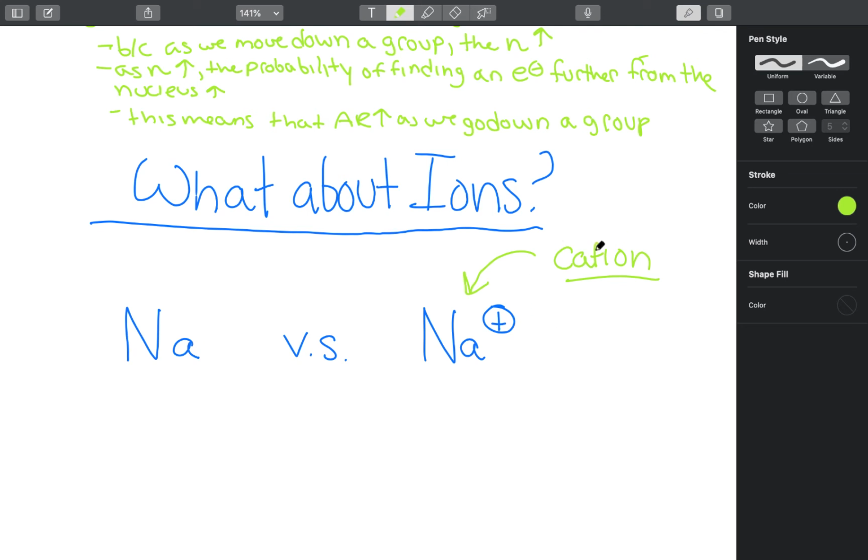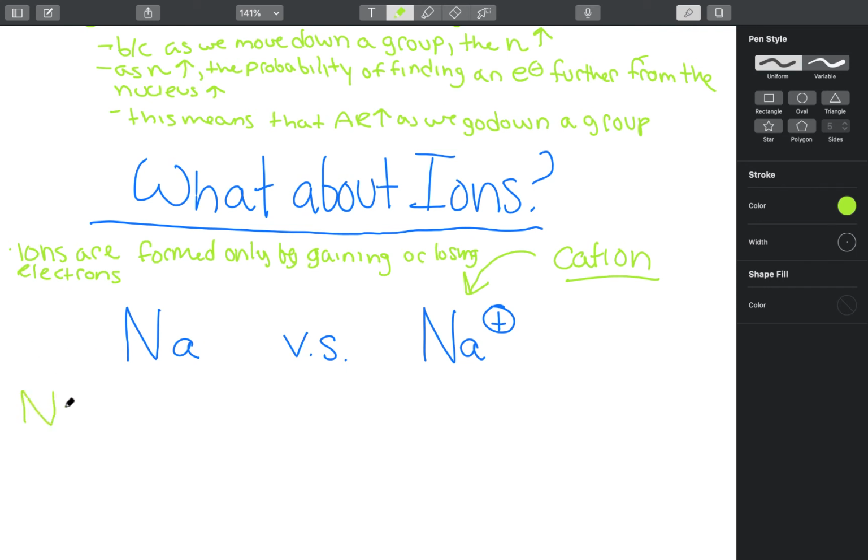So note that ions are formed only by gaining or losing electrons. The atomic number does not change. The only thing that changes is the amount of electrons. So let's write the electron configurations for both neutral sodium and the sodium cation.